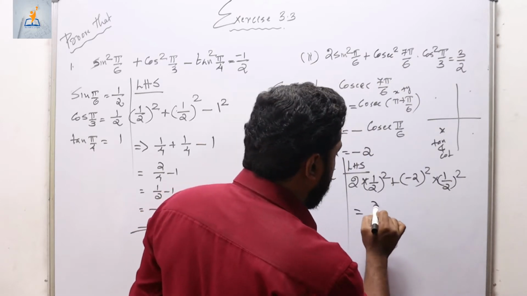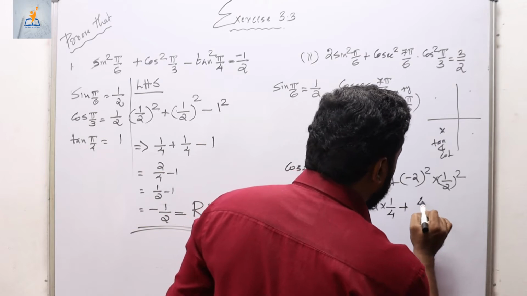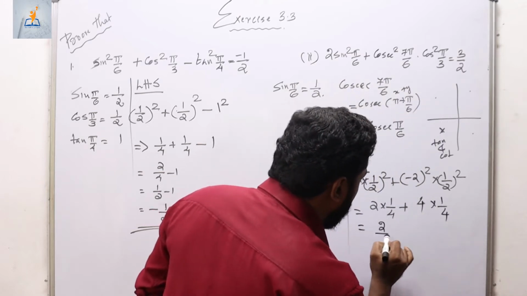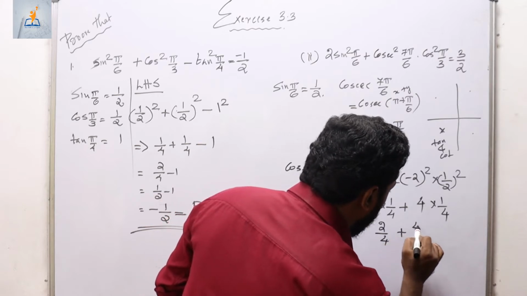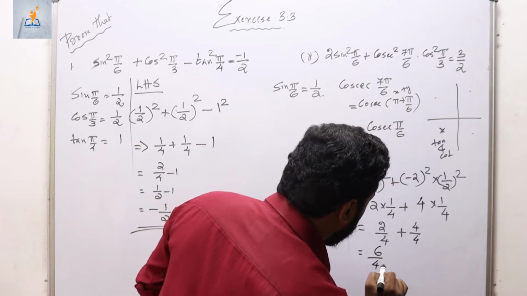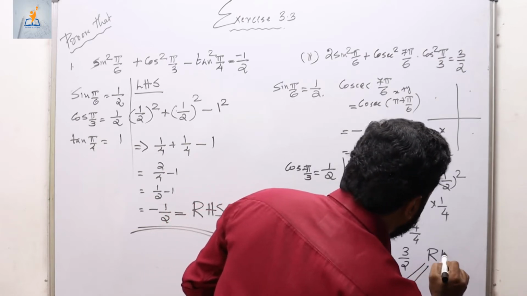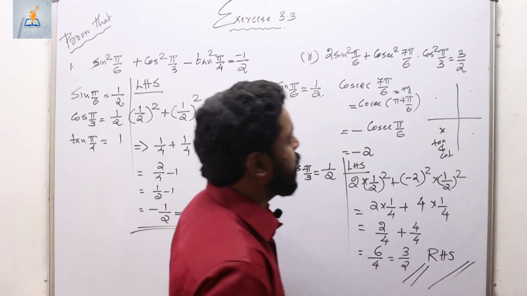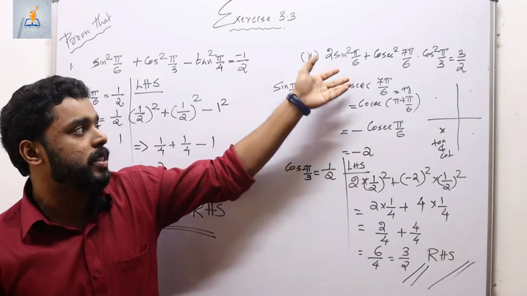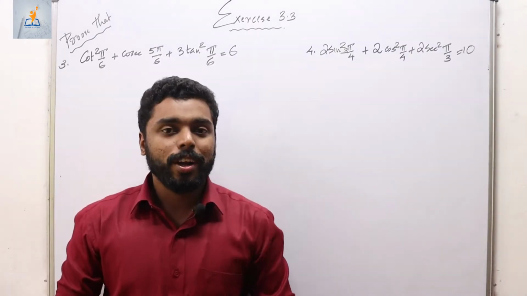Now we shall just simplify it. 2 into 1 by 4 plus minus 2 square, which is 4, into 1 by 4. So it becomes 2 by 4 plus 4 by 4, isn't it? It is equal to 6 by 4, or it is equal to 3 by 2, which is the RHS of this proof. Hence, the result is proved. Similarly, we can do any kind of such problems just by substituting the values into the left hand side. Now we shall do the third question.